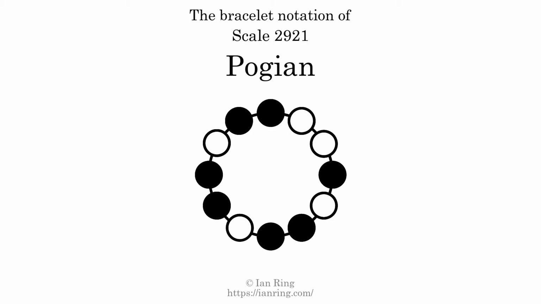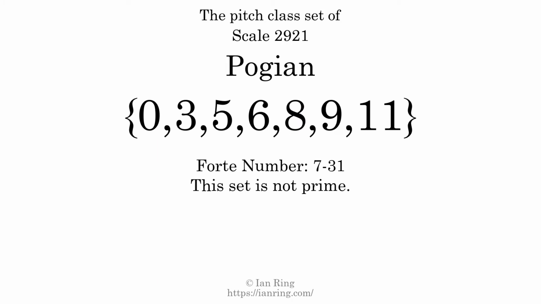This is a bracelet notation diagram of scale 2921. The shaded circles represent tones that appear in the scale, and they are read clockwise, starting at the top. The pitch class set for this scale is 0, 3, 5, 6, 8, 9, 11. The prime class is 731. This set is not prime.